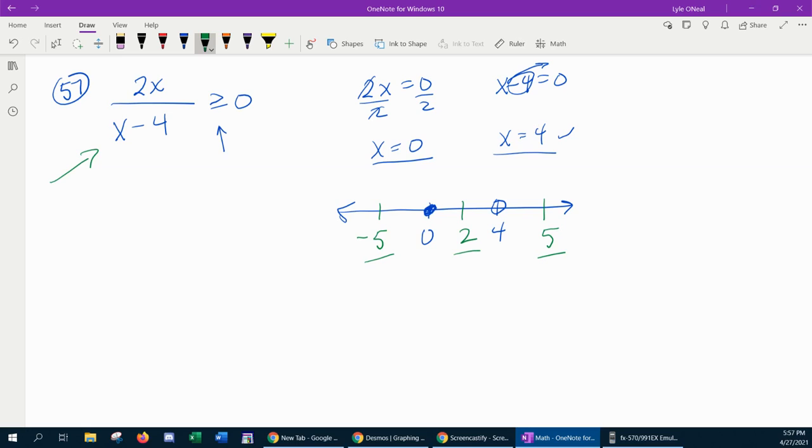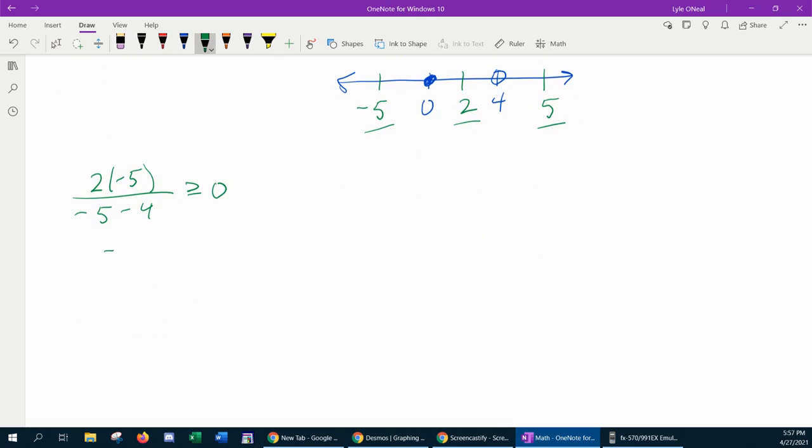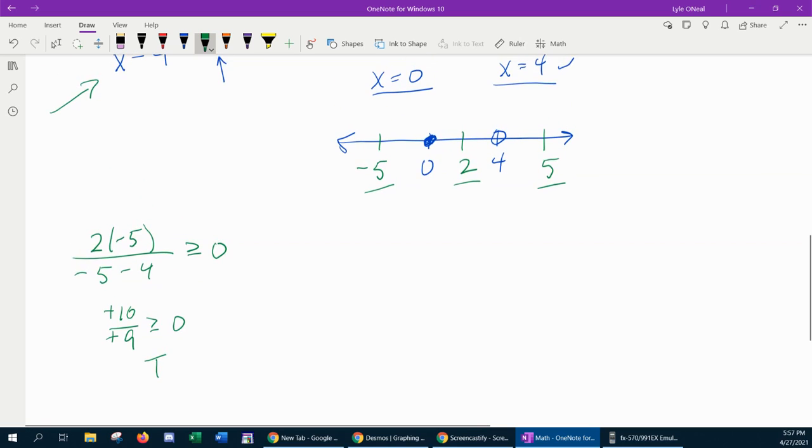So starting with -5, we're going to say 2 times -5 over -5 minus 4. And we want to know, is that greater than or equal to 0? Well, 2 times -5 is -10. -5 minus 4 is -9. Negative over a negative makes a positive. So is a positive number greater than or equal to 0? Absolutely. And so -5 gives us a true statement. Now, if you want to, you can go ahead and shade that region. Remember that you're going to shade the true regions.